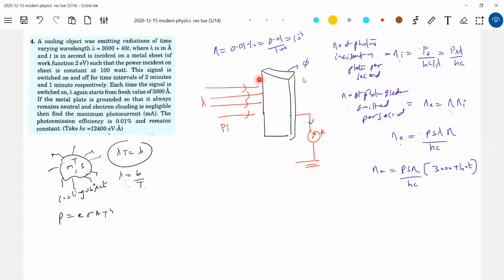They will keep on increasing. So therefore, what should happen to the current? The current should also keep on increasing. So here, shall we put it like the electrons will be ejected? He is asking for the maximum photoelectron current. Why current will come here?